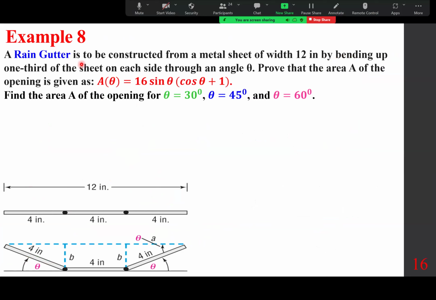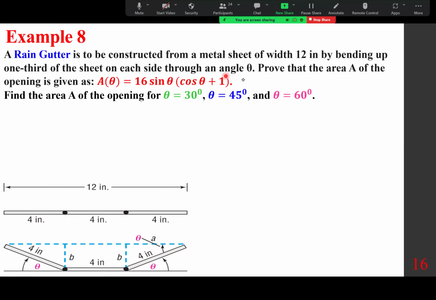A rain gutter is to be constructed from a metal sheet of width 12 inches. So this is 12 inches. By bending up 1/3 of the sheet on each side through an angle of theta. So we're going to bend it here. We're going to bend it here, and it will look like this. Which means this is 4, this is 4, this is 4. Each one is 4 inches long.